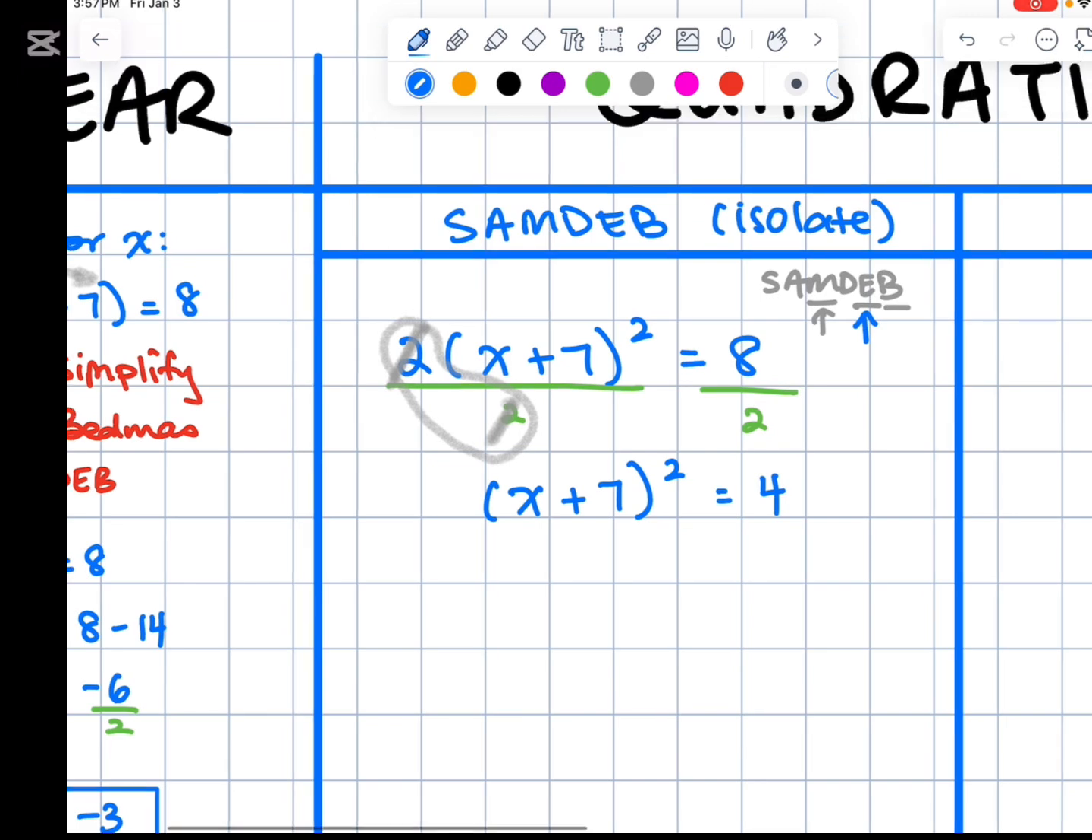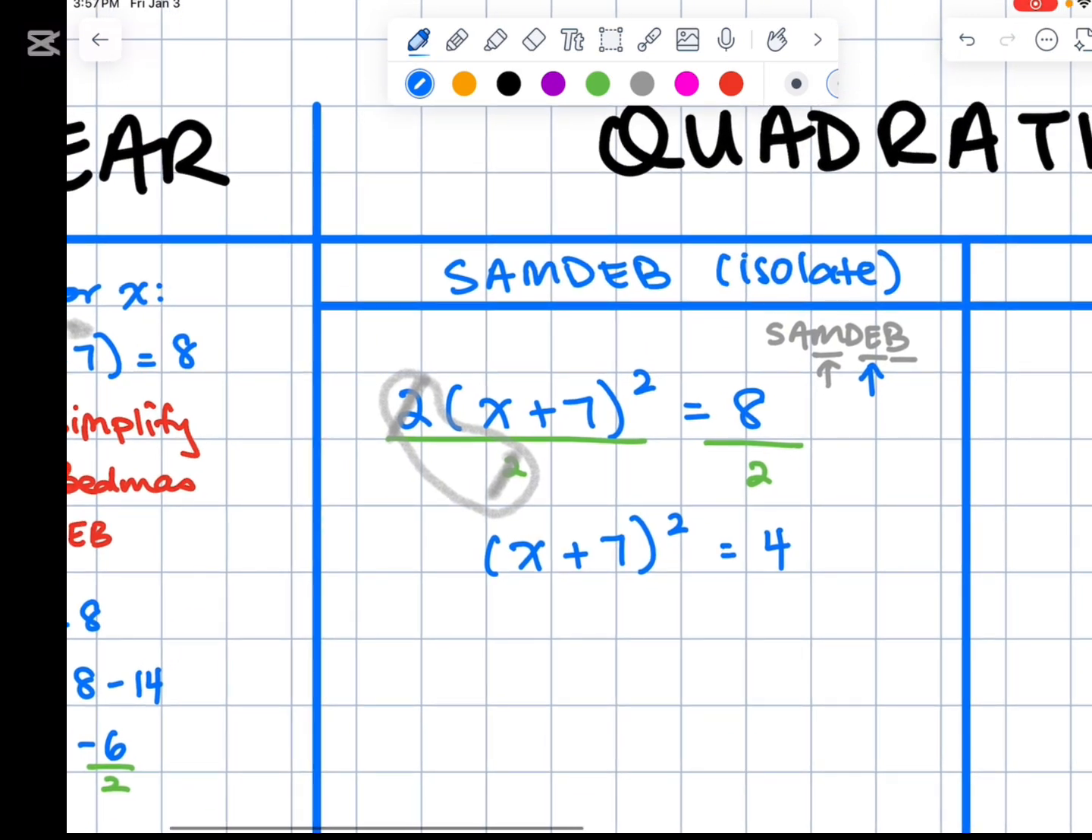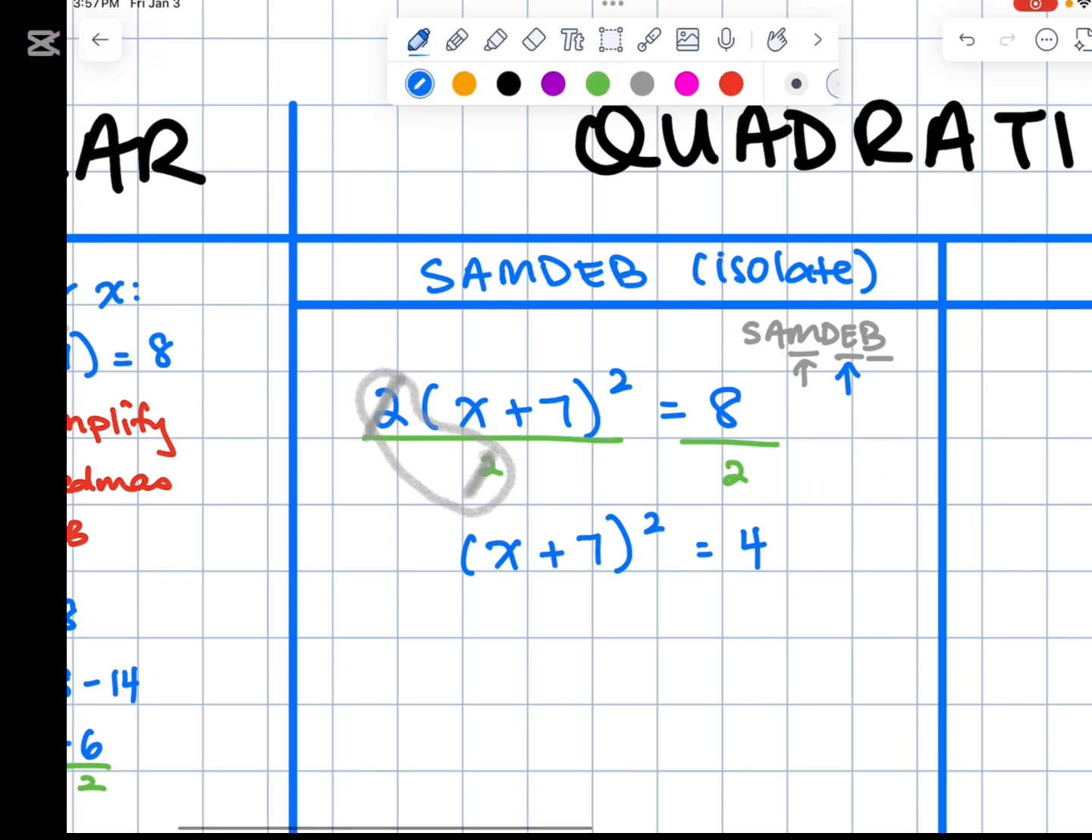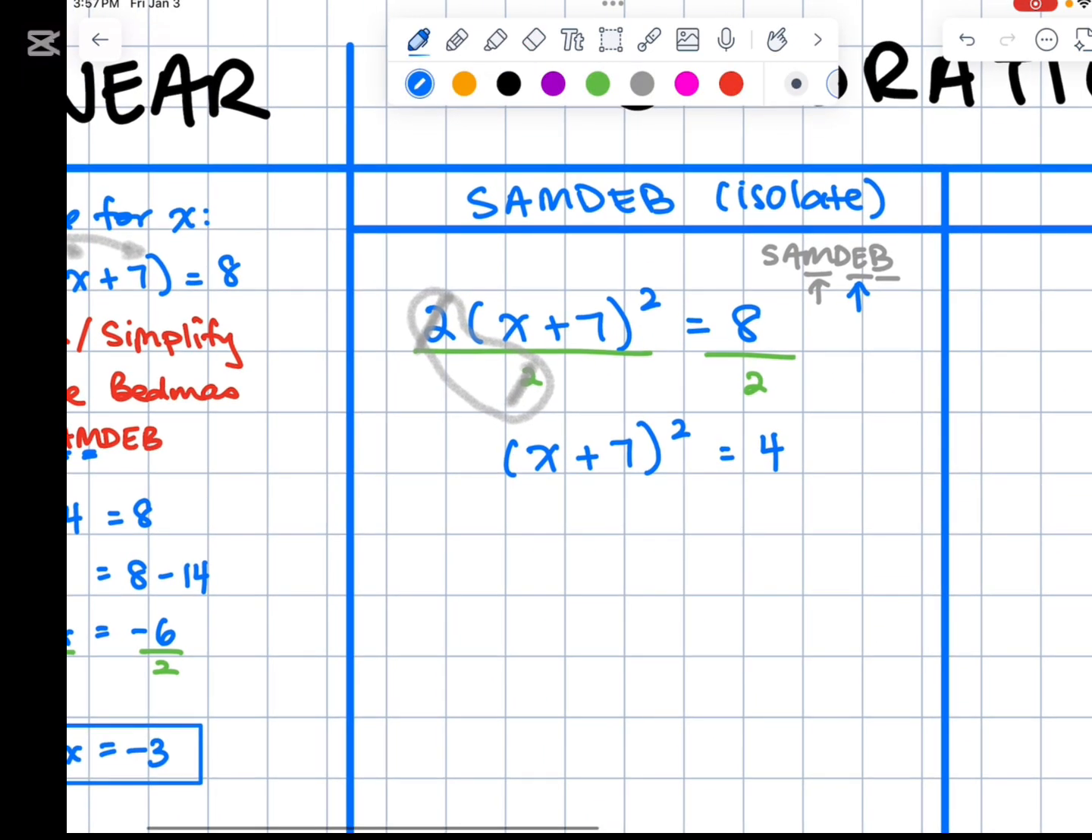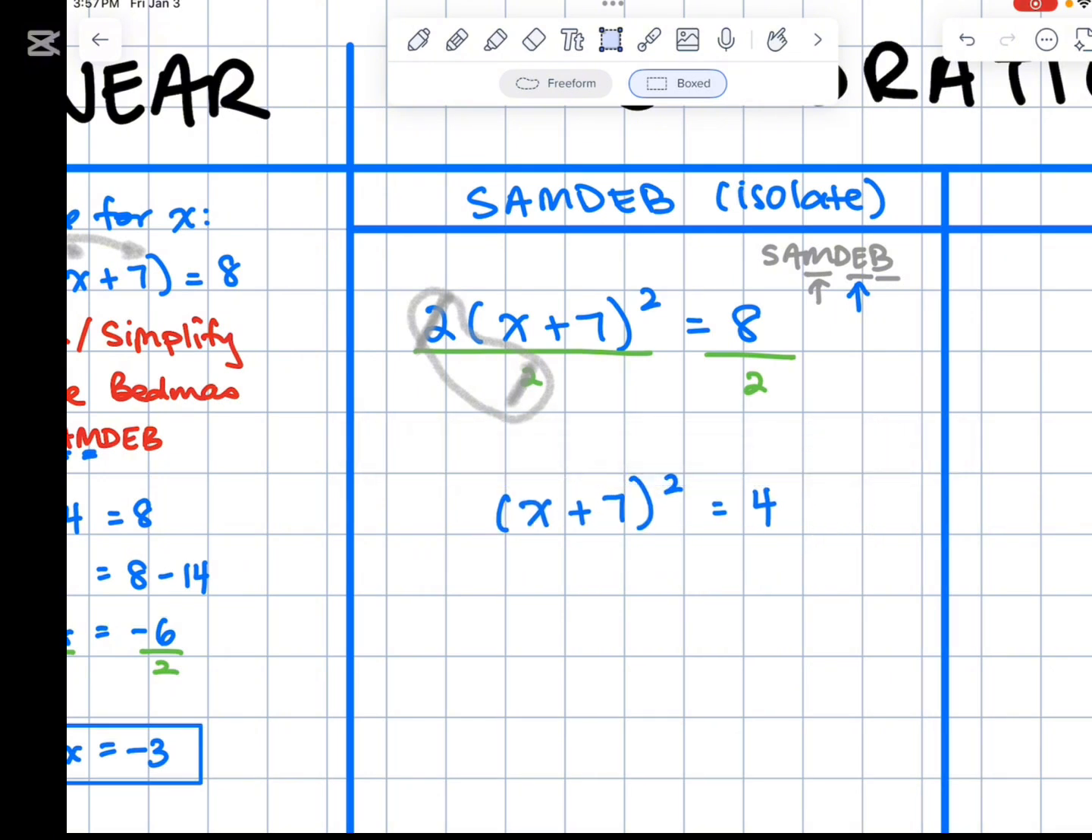Now, what is the opposite of an exponent? The opposite of a square would be a square root. Those two things cancel each other out. So again, the opposite of a square is a square root. A square root will undo it.